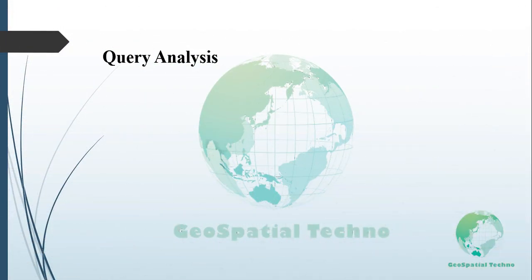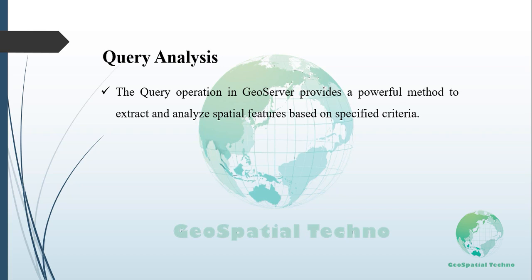Query analysis. The query operation in GeoServer provides a powerful method for extracting and analyzing spatial features from a data source based on specified criteria. Users can perform spatial queries to retrieve features that meet different conditions, including geometric relationships such as intersections or contents, and attribute filtering such as specific property values.